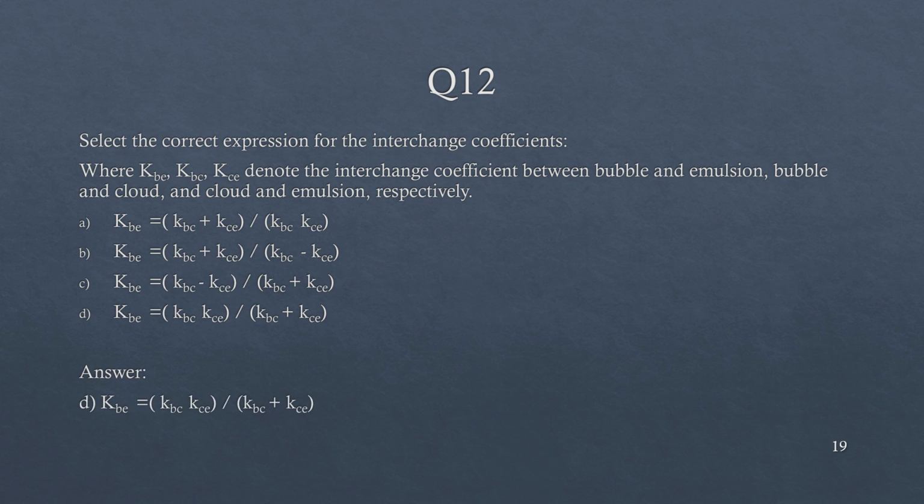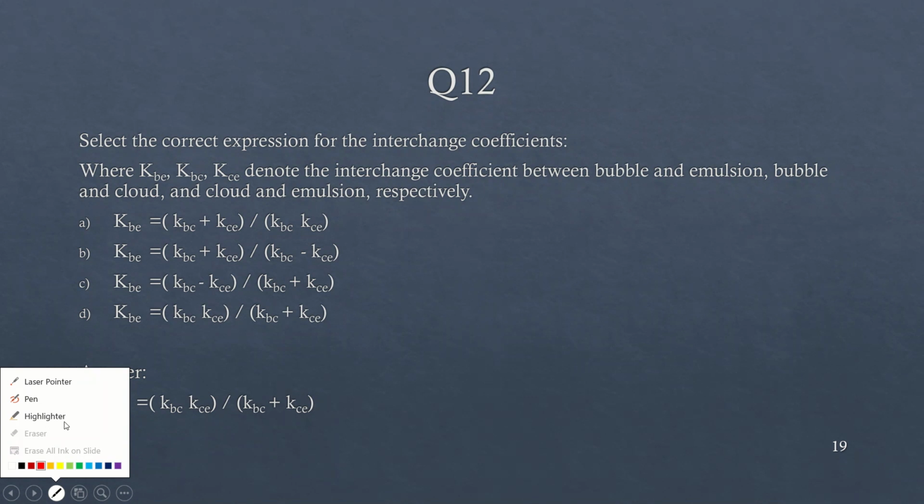So what we are dealing with is the interchange coefficient between the bubble and emulsion, which is equal to bubble into cloud into emulsion by bubble into cloud plus cloud into emulsion. Normally, if you can remember, we just deal with the interchange coefficient as this. If you take the reciprocal, it would be very easy for you because 1 by KBE is equal to 1 by KBC plus 1 by KCE. So in that case, 1 by KBE is equal to KBC plus KCE divided by KBC into KCE. On taking the reciprocal, we are getting KBE is equal to KBC into KCE by KBC plus KCE, which is the right answer. That is option D.